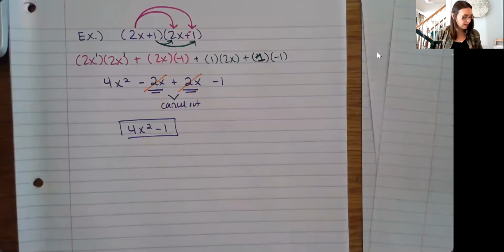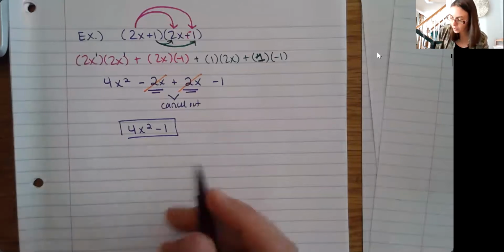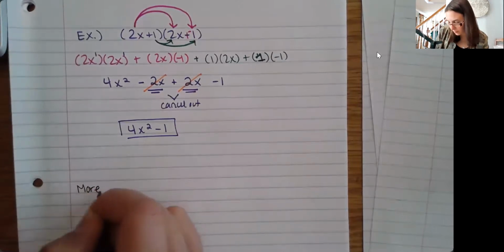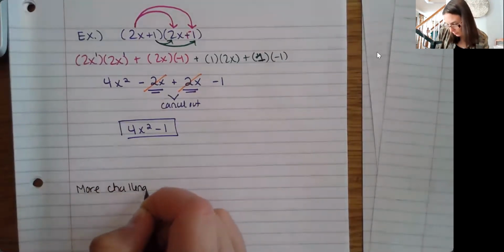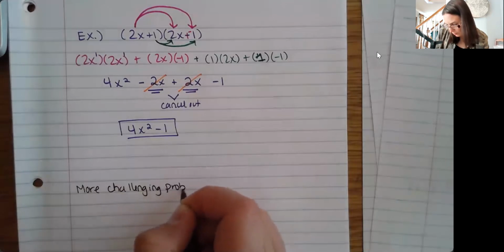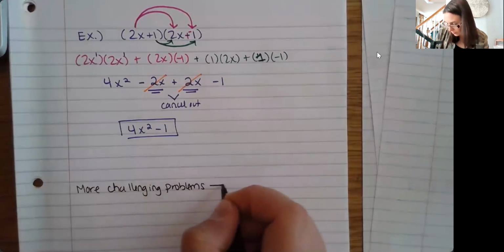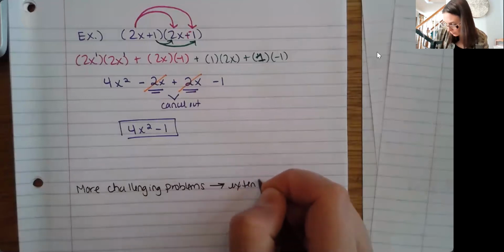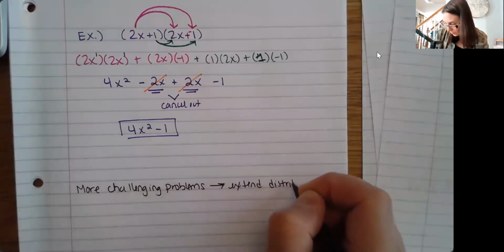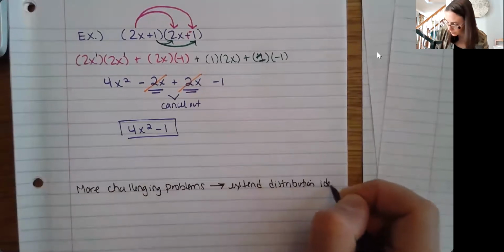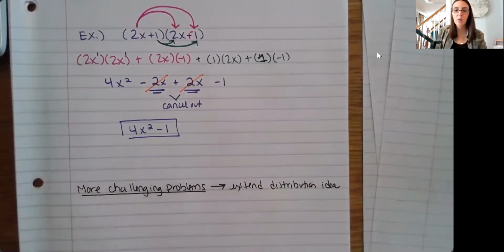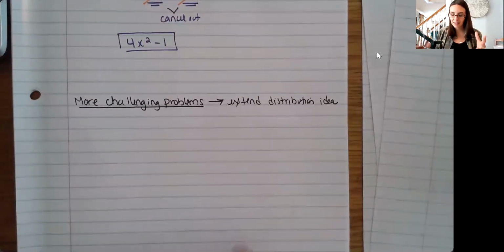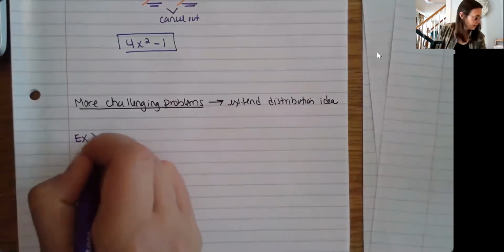Now, the last thing I want to look at here is just some harder examples. So we actually can take this up another level and look at a more challenging problem. So when you have more challenging problems, you're just going to extend the distribution idea that we already have and distribute through the parentheses. So let's look at an example or two here.